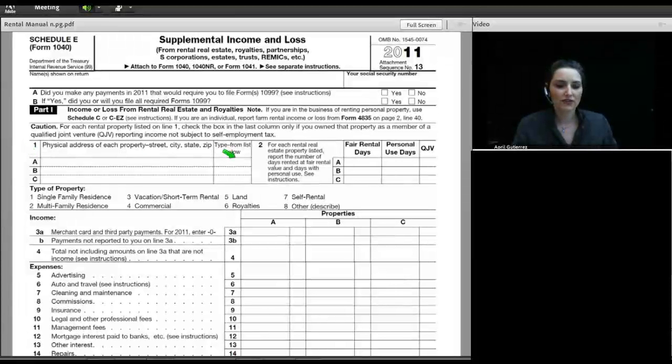They also want you to enter a code. They've got these codes listed here, and you want to enter the code. And then what's this QJV thing that they've added in? And the days of fair rental use versus the days of personal use. That didn't used to be there that way. It used to be worded differently.